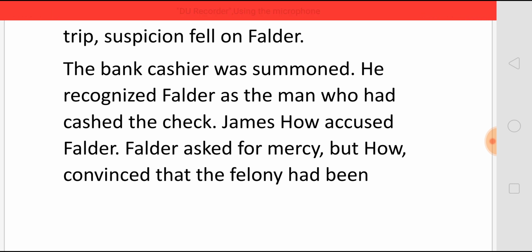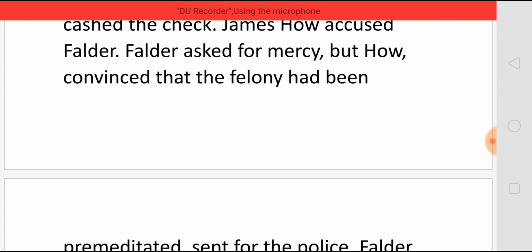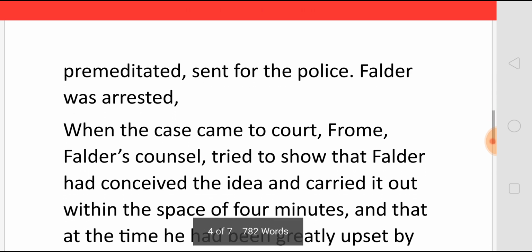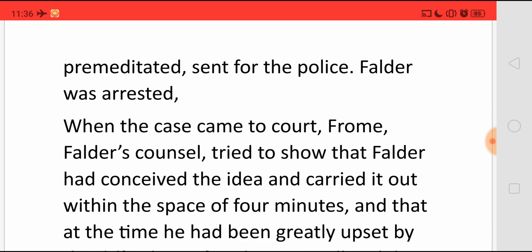And so he says, "Please forgive me," but James How is convinced that he has committed this crime, and he says, "No, I cannot accept such a person to be here, and I cannot allow this crime to go unnoticed." So he asks for the police to come, and Falder gets arrested.